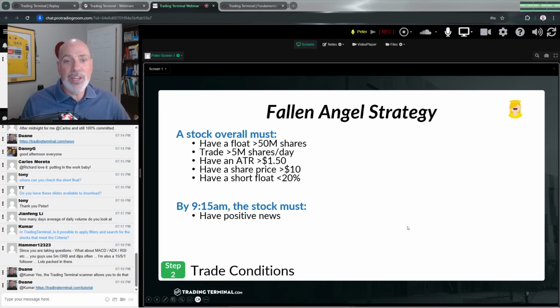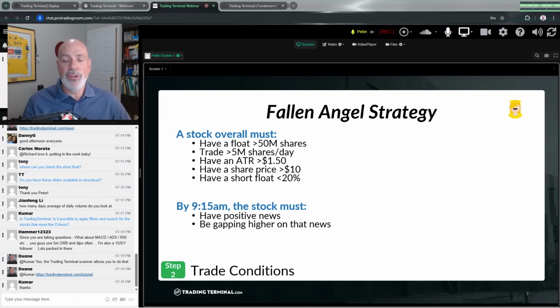Now, by 9:15, here's the specific criteria I want to see on the day. Like I mentioned, I need positive news. I want to know there's some driver, a catalyst for this stock moving higher. I want it to be gapping higher on that news. When I say gapping, we usually mean the differential in price between where it closed at 4 o'clock the previous trading day compared to wherever the price is at the time you're looking at it. In this case, around 9:15.